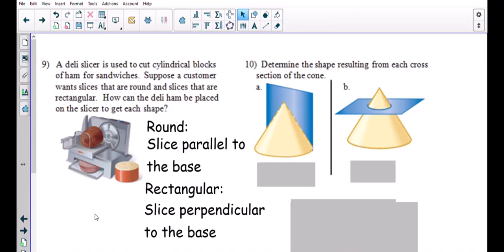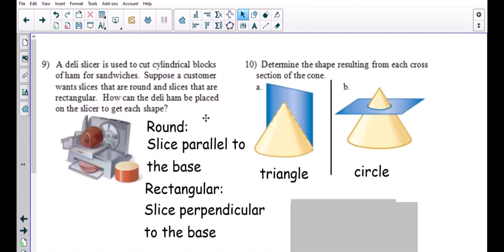So number 10 says, determine the shape resulting from each cross-section of the cone. So imagine this blue plane slicing through your cone here. What shape are you going to get? If you're thinking triangle, you're correct. So if I pull this thing off, you're going to get a triangle on either side. What about if we slice this thing horizontally? If you're thinking the shape's going to be a circle, your cross-section, remember, is a two-dimensional shape. It's going to be a circle in this case.